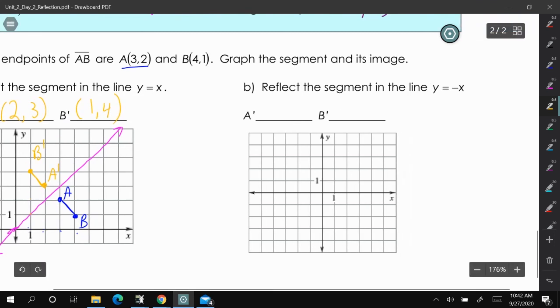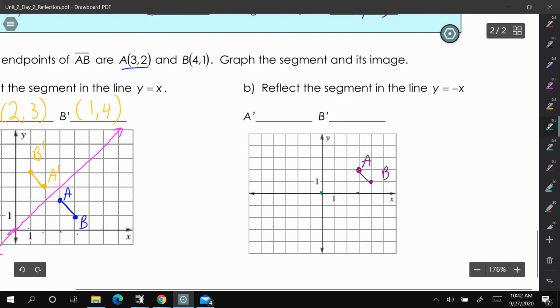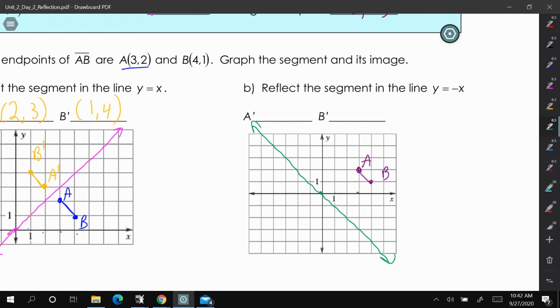And then for letter B, if we're graphing the reflection over the line y equals -x, we use the same points. So (3, 2) and (4, 1). And the line y equals -x goes to the origin and has a slope of -1. So there's your line of reflection.